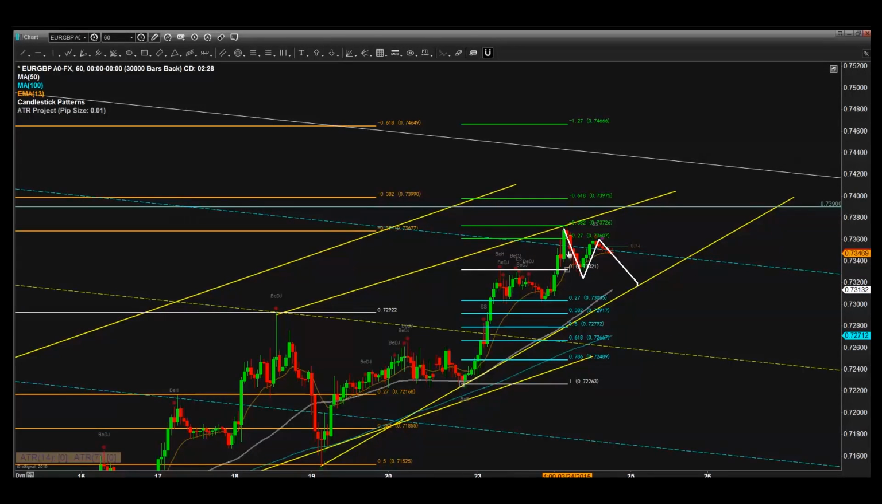Oh, you know what? Hold on. So they did go to the 38.2. Thank you, Melanie, for that. They went to the 38.2. Let me rearrange my set of fibs then. Hold on.